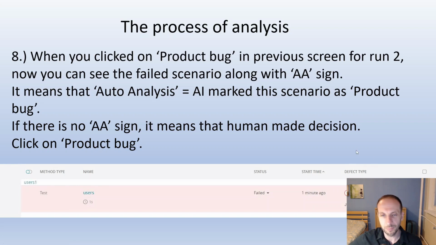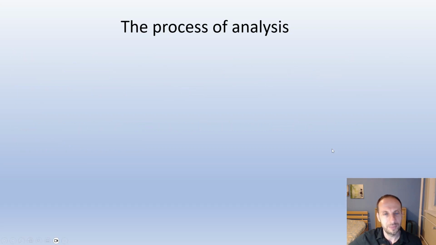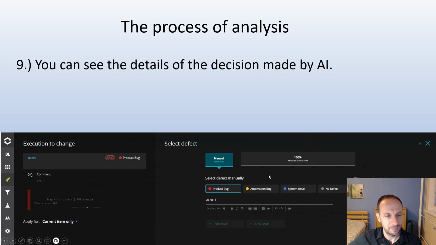So if we click on Product Bug, we can then see again that on the left it says AI Product Bug, and we can see that the AI was 100% sure that this is a product bug. This information is based on our previous decision. So here you can see how AI is helping testers during the analysis.